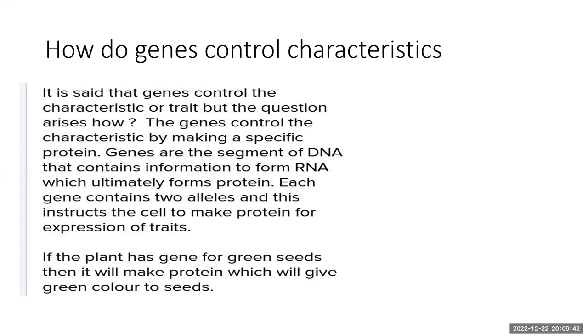So, how do genes control traits? Firstly, we know that in the cell there is a nucleus, and in the nucleus we have chromosomes. These thread-like structures are the source of making protein, and that is nothing but DNA. Segments of DNA are called genes. So these genes make special proteins for a specific character.